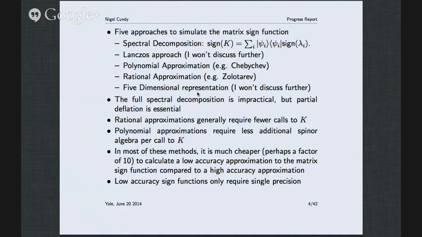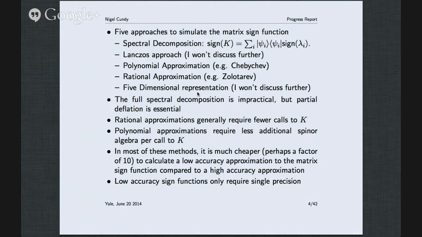The rational approximation generally requires fewer calls to the kernel operator. The polynomial approximation, on the other hand, requires less work apart from the Wilson operator. Which one is faster depends on which system you're using. You have to check it. But the key thing is, in most of these methods, it is much, much cheaper. Maybe you can get a factor of 10, maybe even more, to use a low accuracy approximation of a matrix sign function than a high accuracy approximation.